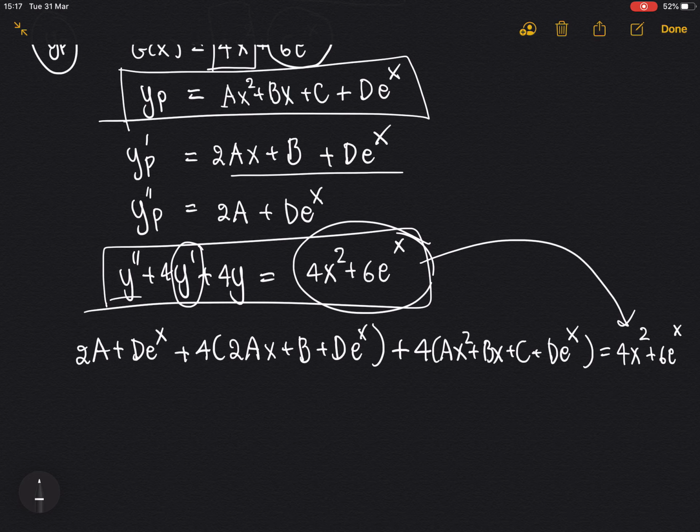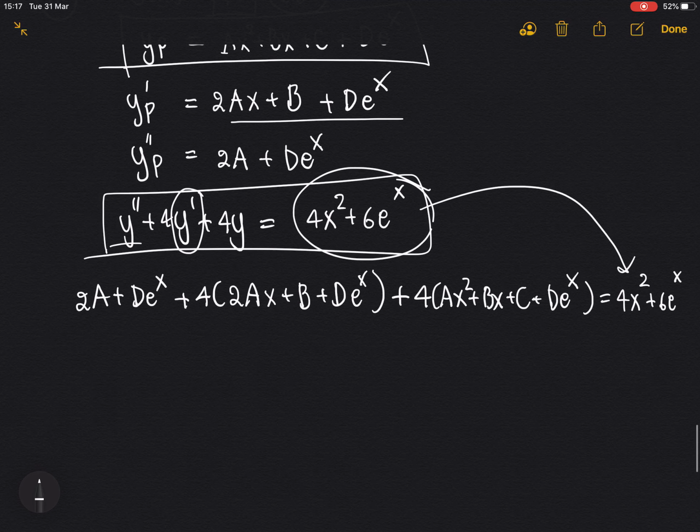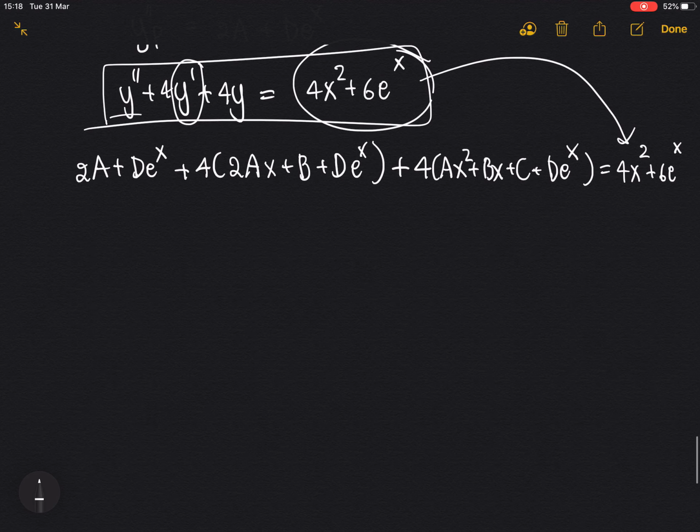Okay, and then next step, after you substitute yp double prime, yp prime, and yp back into the function statement here, next you have to find the similar coefficients. So let me start with the x squared first. You have to find the terms that consist of the x squared on both sides of the expression. So let us take a look at the left hand side of the equation. Is there any term that contains the x squared?